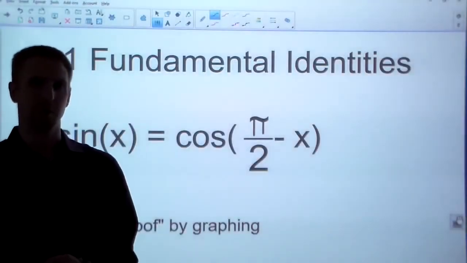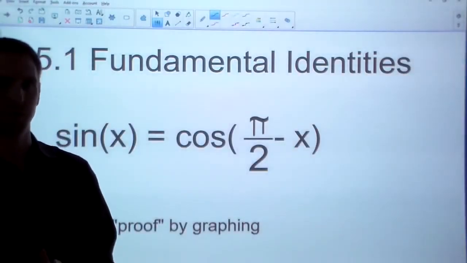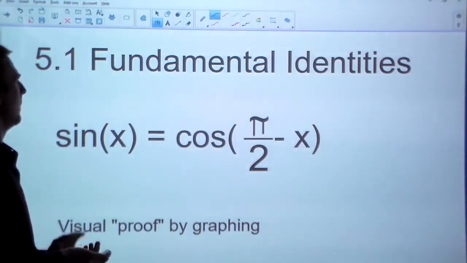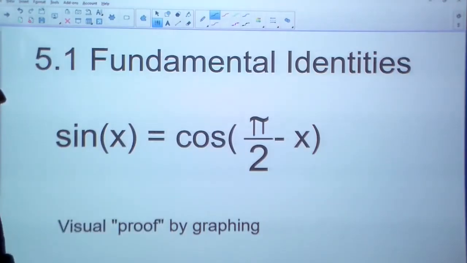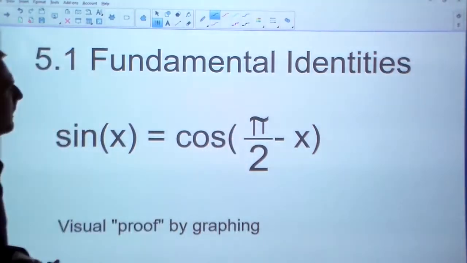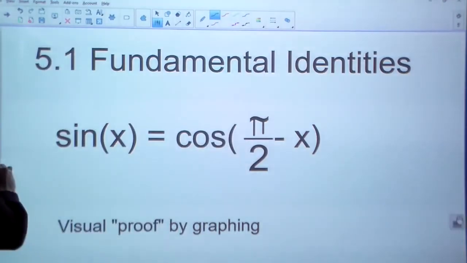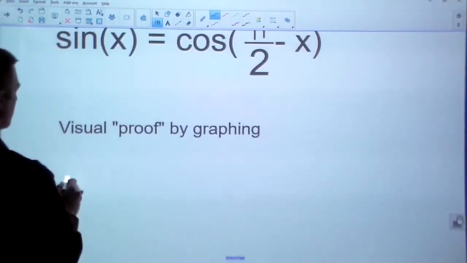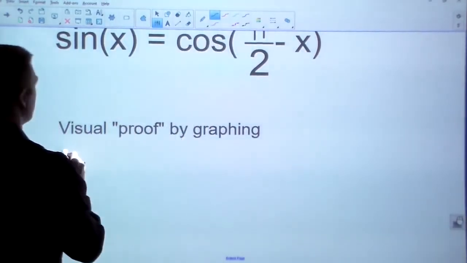Section 5.1 is going to go back over a recap of some things we've already done in Chapter 4, so some fundamental identities. And we've already looked at this one: sine of x is the same thing as cosine of the complement of x. So I'm going to give you a little visual proof of that one. We've looked at that in a couple of ways, but let's begin with sine of x.